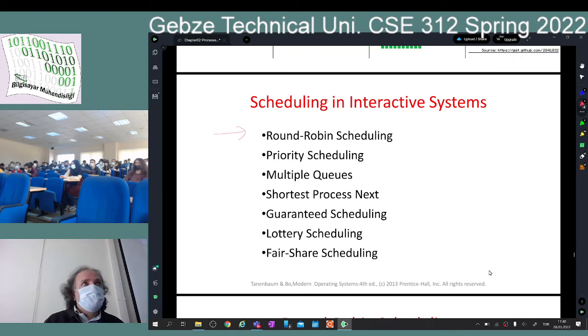Türkçesi ne round robinin? Dönme dolap. Evet, birisi seviyor, güzel. Round robin.